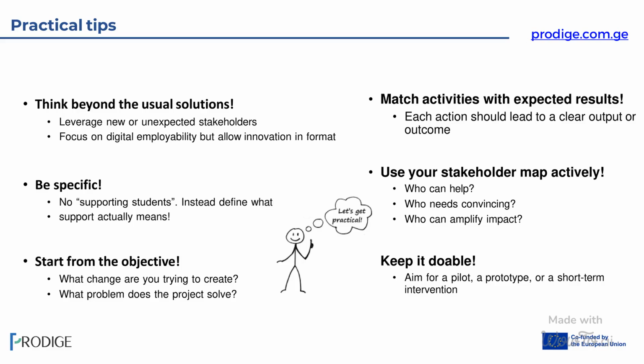Always start from the objective. Ask yourself, what change are we trying to create? What problem does the project solve? Ensure that each activity is linked to a clear output or outcome, so your project delivers measurable value. Use your stakeholder map actively. Identify who can help, who may need convincing, and who can amplify your impact. Finally, keep it doable. Focus on a pilot, prototype, or short-term intervention that is realistic, achievable, and can demonstrate results quickly while laying the foundation for larger-scale projects.